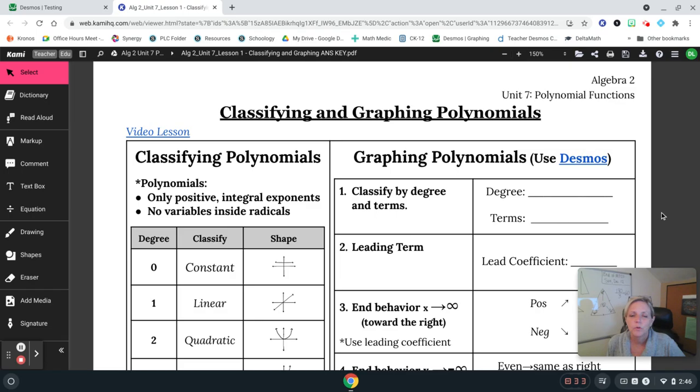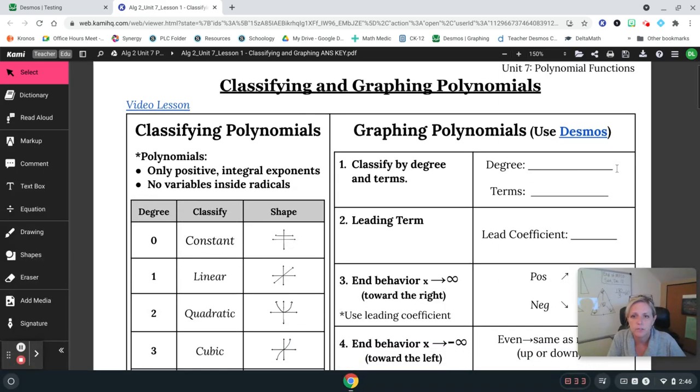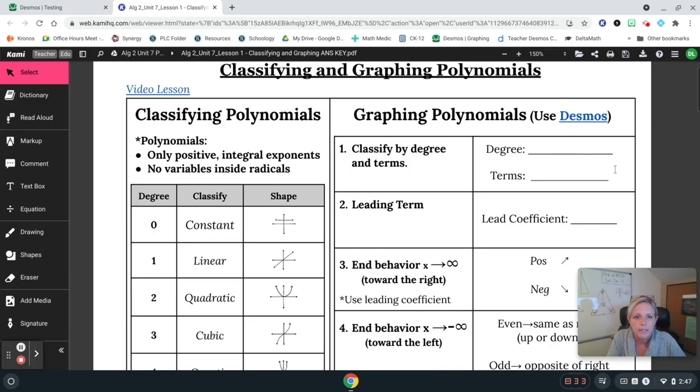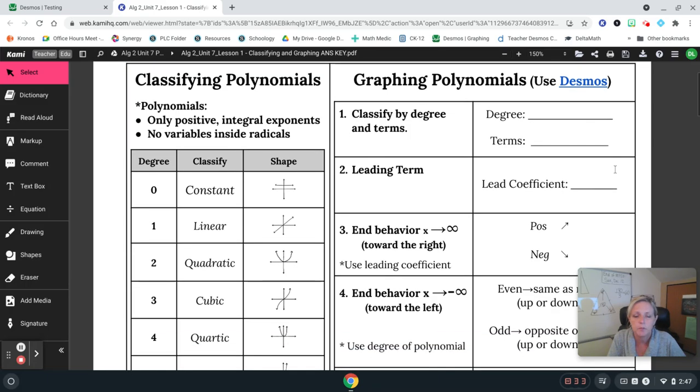In this lesson, we're going to look at classifying and graphing polynomials. The equation that we're given for polynomials helps give us some insight as to some of the main characteristics and properties of the graph. So we're going to look at how to classify them first. And we classify polynomials in two ways. One is by the degree of the polynomial.